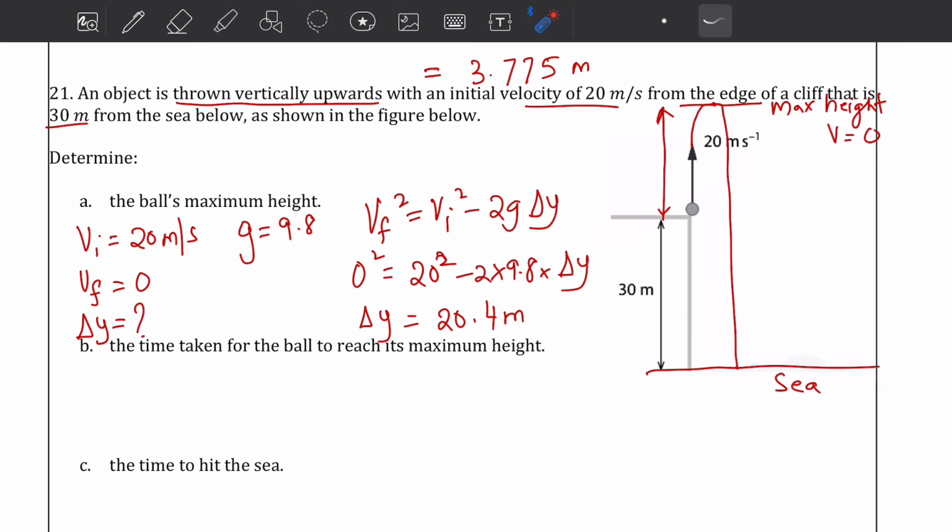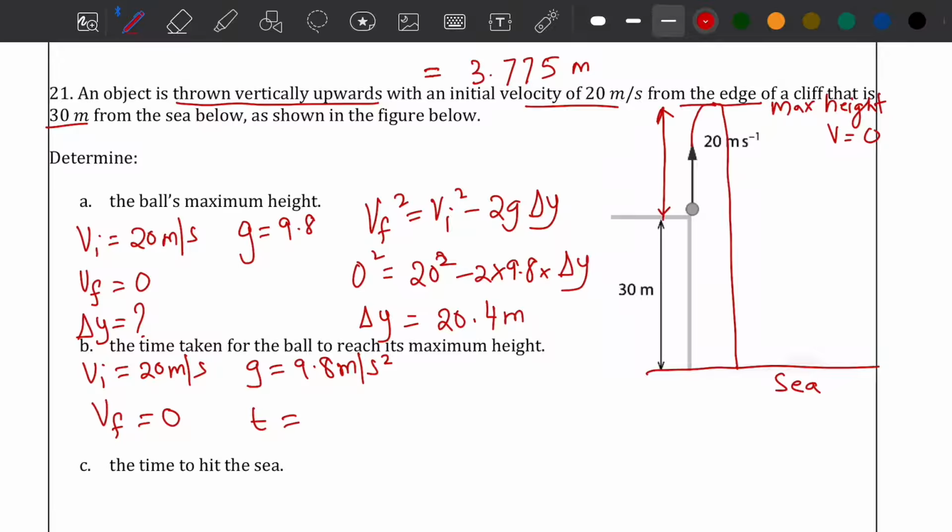Then it's asking for the time taken to reach the maximum height. So we want to find t. What is given to us? Vi is 20 meter per second. Vf is 0 because we are talking about maximum height. g is 9.8.